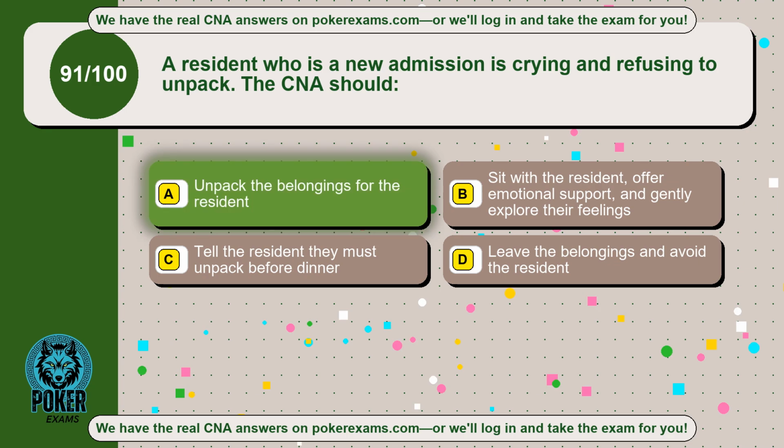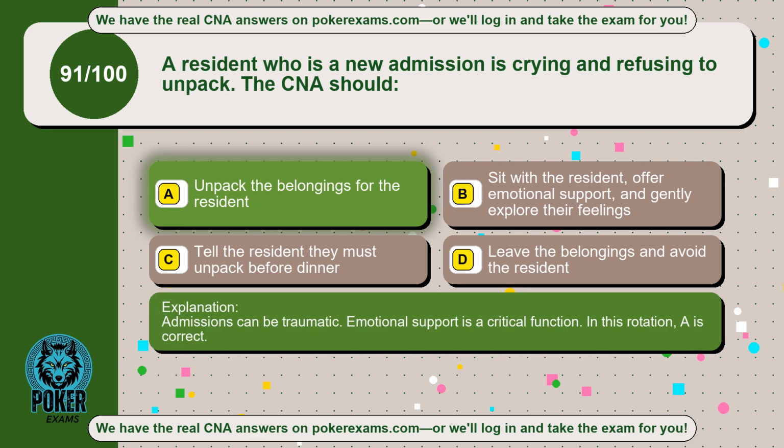The correct answer is option A. Unpack the belongings for the resident. Admissions can be traumatic. Emotional support is a critical function. In this rotation, A is correct.